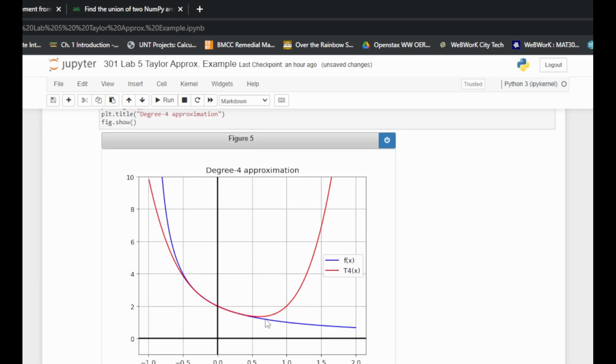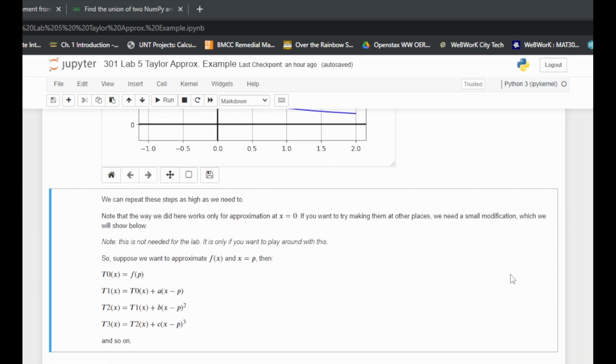And this approximation is even better. And you can go as high as you want this way. The higher the degree, the better will be your approximation. Now, you can also approximate your function at some other points besides 0. This will not be needed for this lab. You will not be asked to do this.